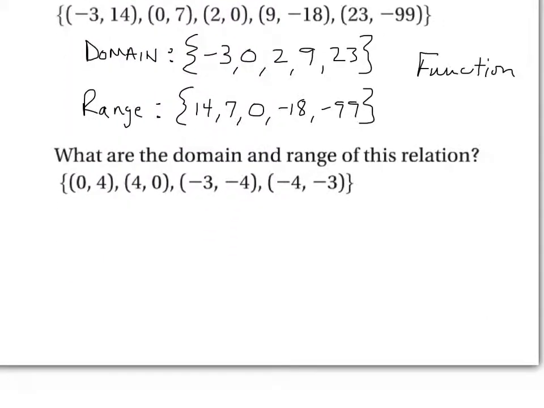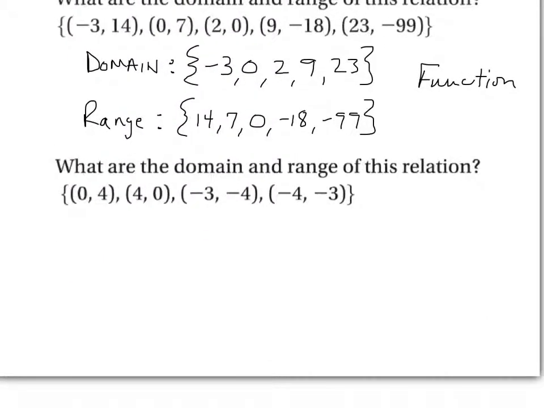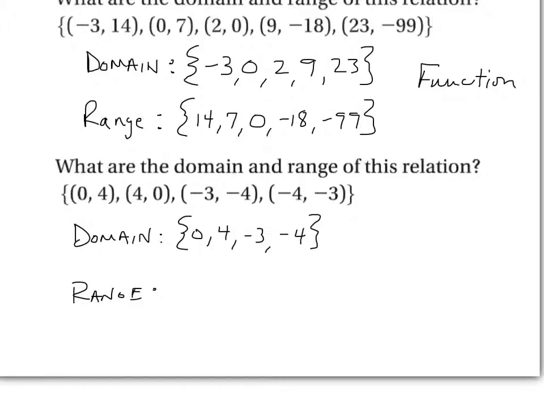Okay, next example down here. What are the domain and range of this relation? As you look, domain, again, domain is the x values. So we've got 0, 4, -3, and -4. And the range is the y values, which is 4, 0, -4, and -3. Okay? So they're going to ask you to be able to identify the domain and the range as well.